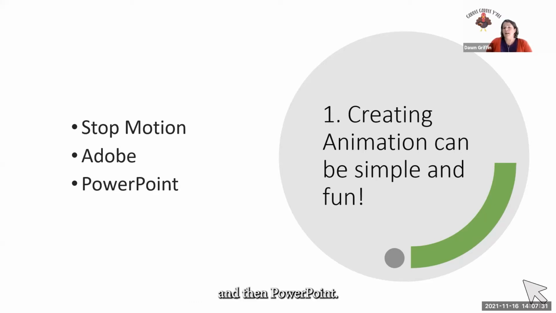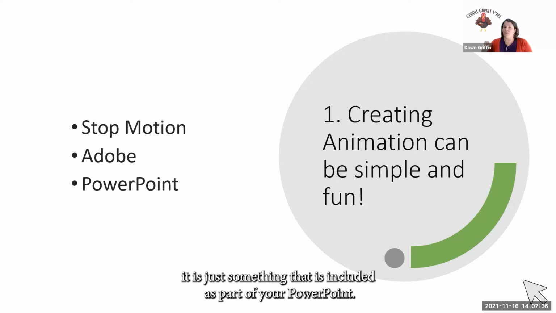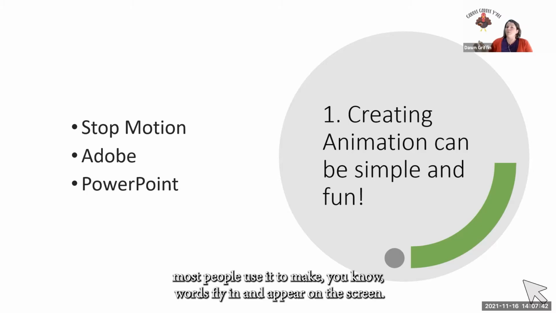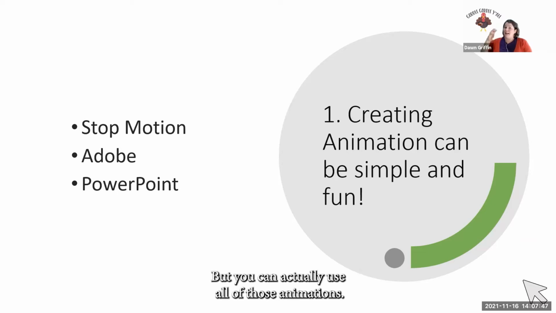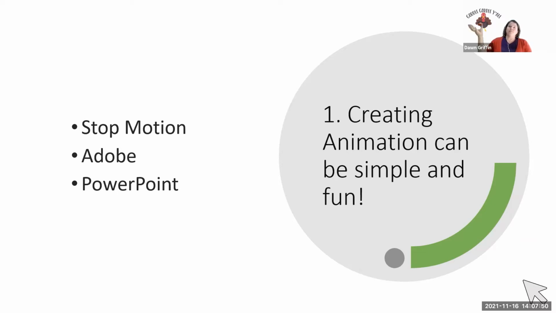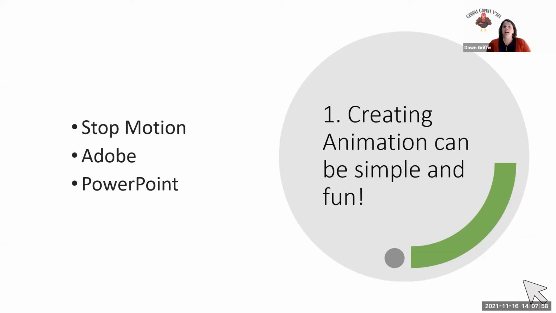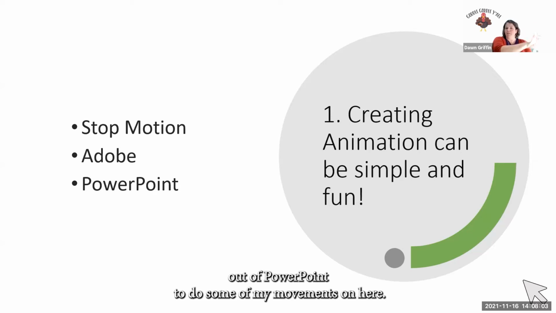And then PowerPoint. Most people have PowerPoint, and so it is just something that is included as part of your PowerPoint. There's a little animations tab at the top, if you've ever noticed. Most people use it to make words fly in and appear on the screen, but you can actually use all of those animations to make things move. So you can create your own animation video out of that PowerPoint. I used the animation out of PowerPoint to do some of my movements on here. So when you see things move around, that's because I was using that animate feature.